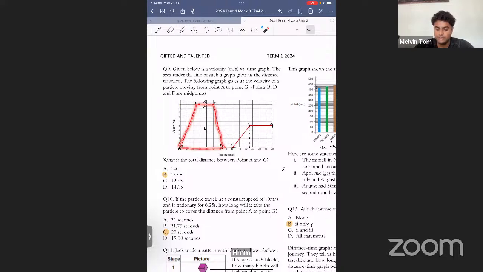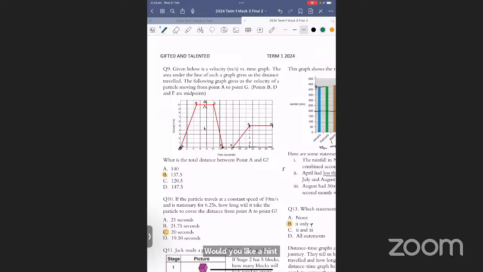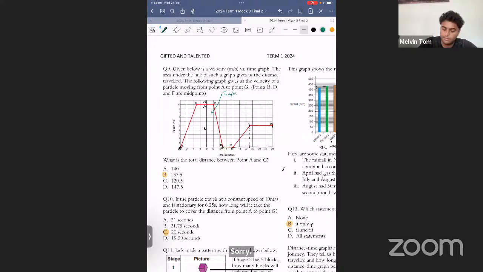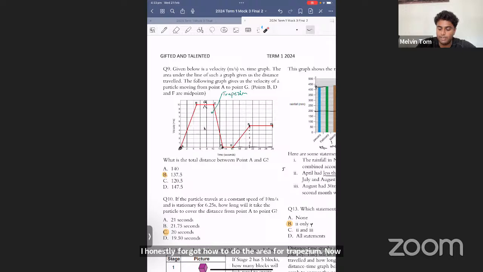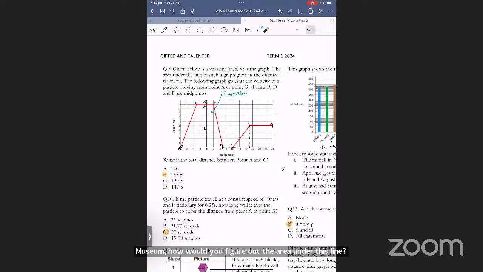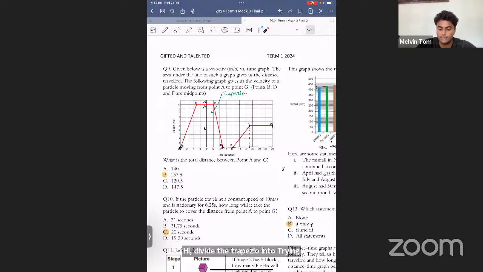Would you like a hint? Yes, please. It's a trapezium. Now, Isabella, do you know how to find the area of a trapezium by any chance? No. That's okay. I didn't either. I'm being honest with you guys, I honestly forgot how to do the area of a trapezium. Now, Isabella, if you don't know how to find the area of a trapezium, how would you figure out the area under this line? What would you do? I divide the trapezium into triangles. Smart girl. Exactly.